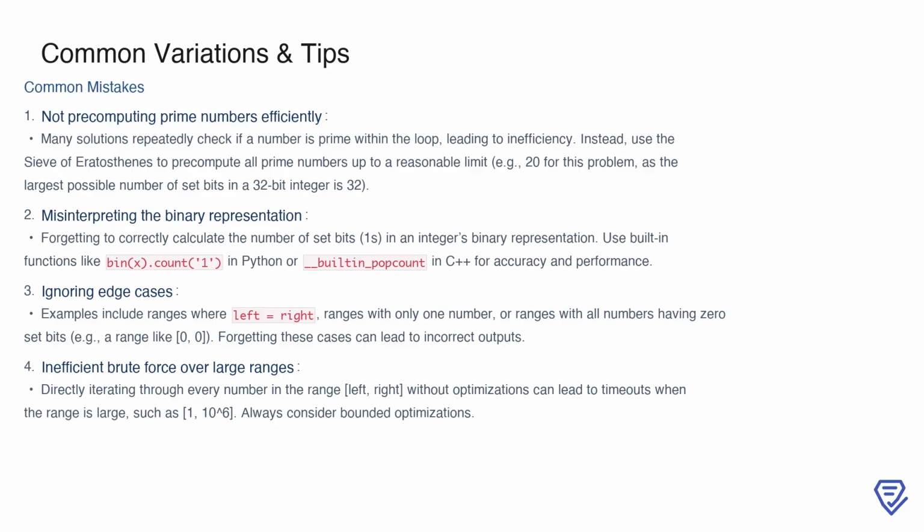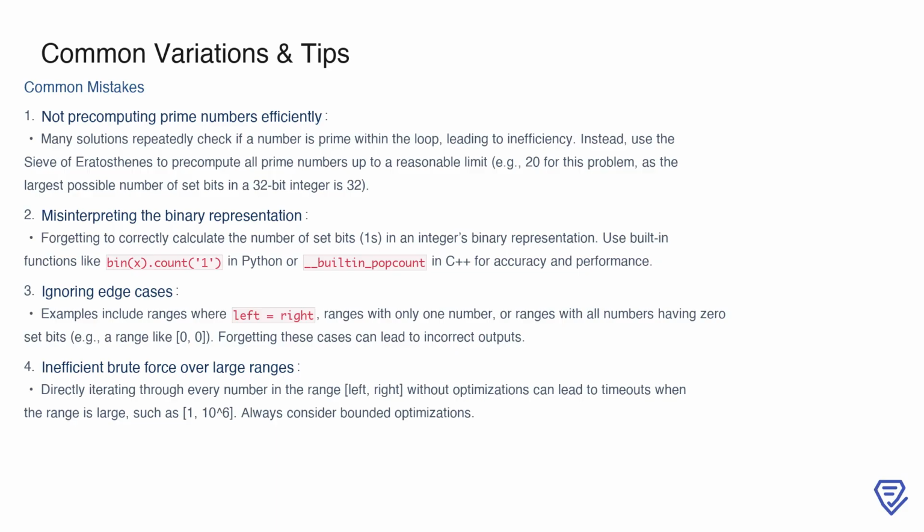Next, misinterpreting the binary representation is another frequent issue. Accurately counting the number of set bits is critical, and built-in functions like bin(x).count('1') in Python or __builtin_popcount in C++ can help ensure correctness and efficiency. Additionally, ignoring edge cases is a common pitfall. Special scenarios like ranges where left equals right, ranges with just one number, or ranges where all numbers have 0 set bits can cause incorrect outputs if not properly handled.